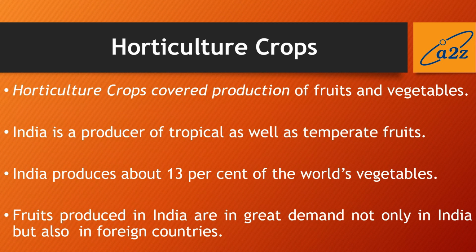Next type of crop is horticulture crops. Horticulture crops cover production of fruits and vegetables. India is a producer of tropical as well as temperate fruits. India produces about 13% of the world's vegetables. Also, fruits produced in India are in great demand not only in India but also in foreign countries.